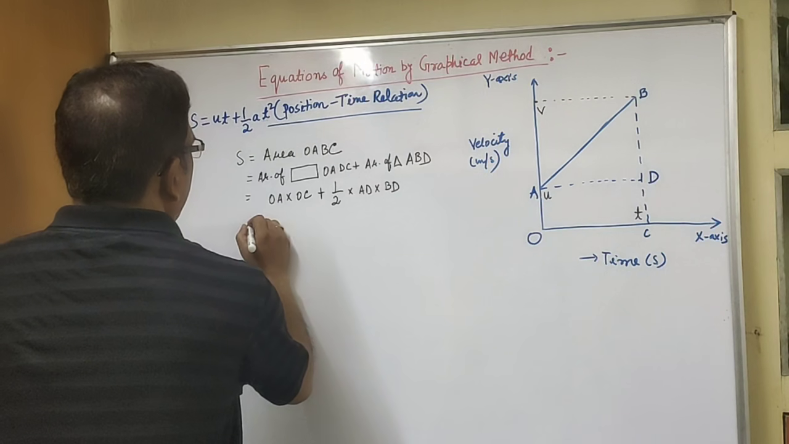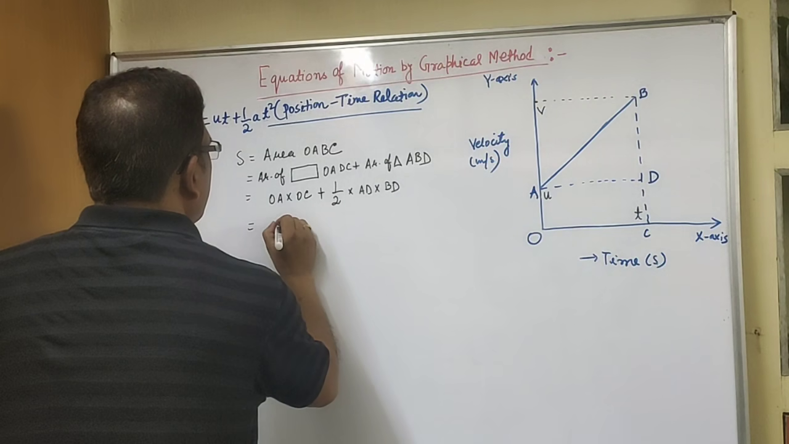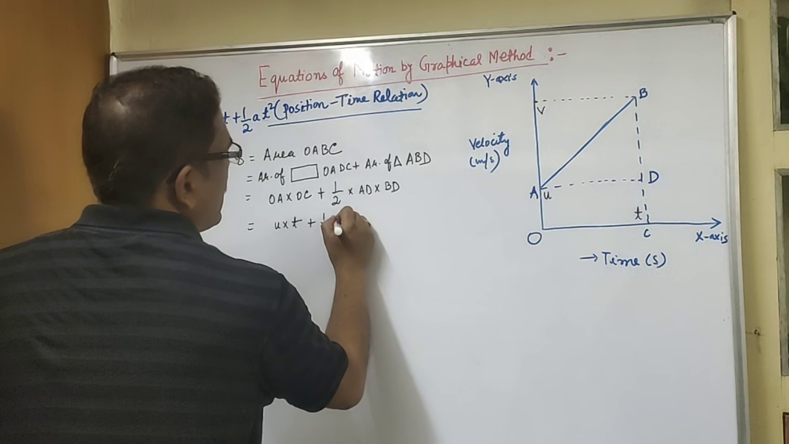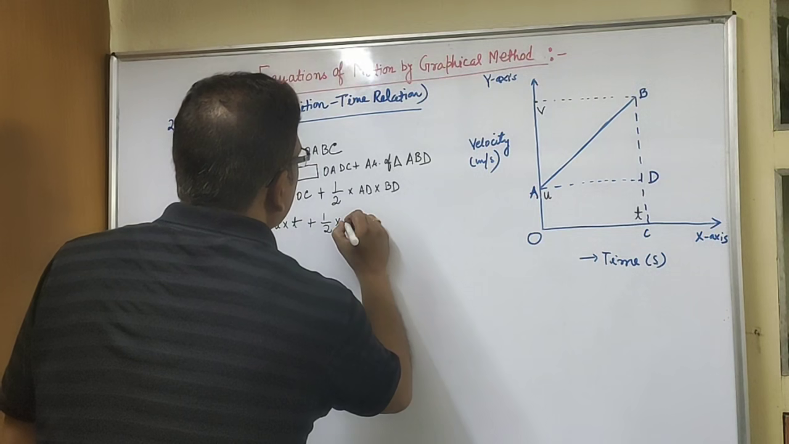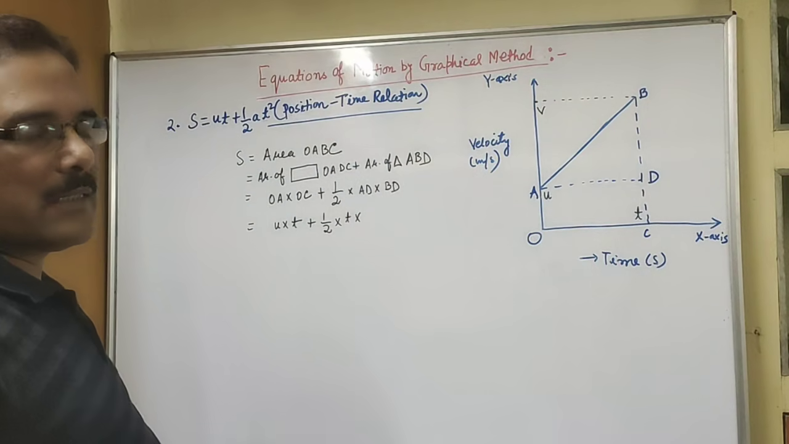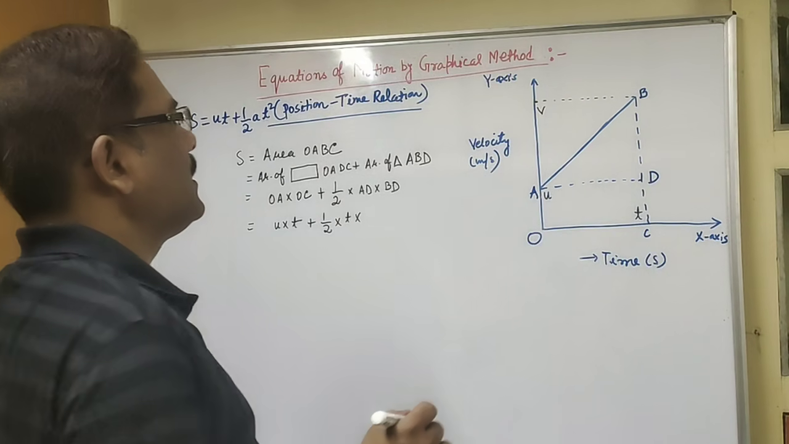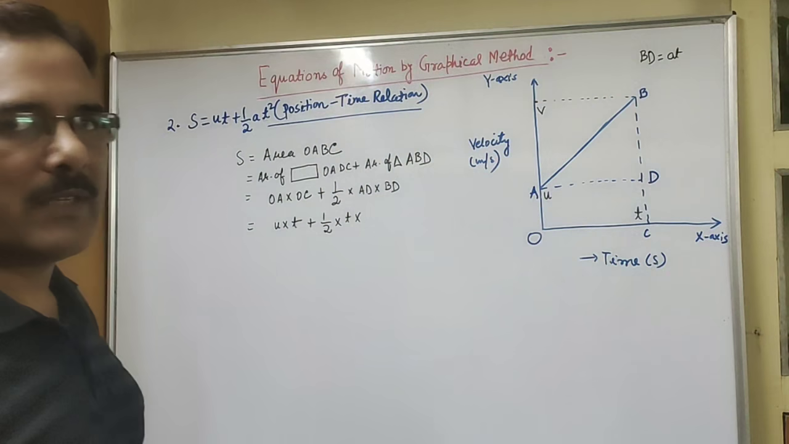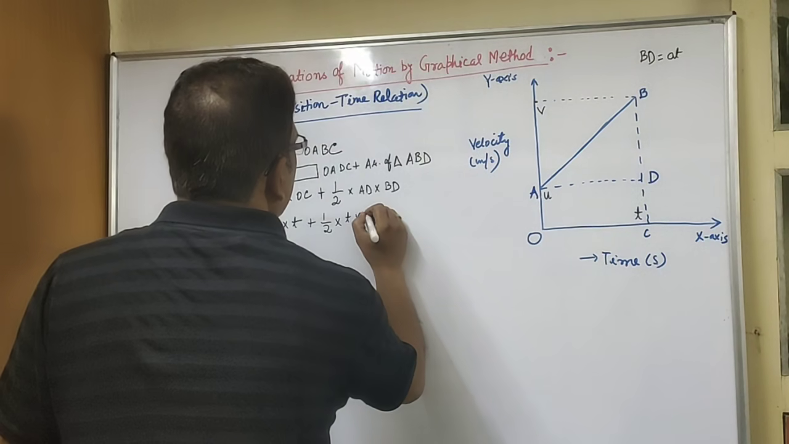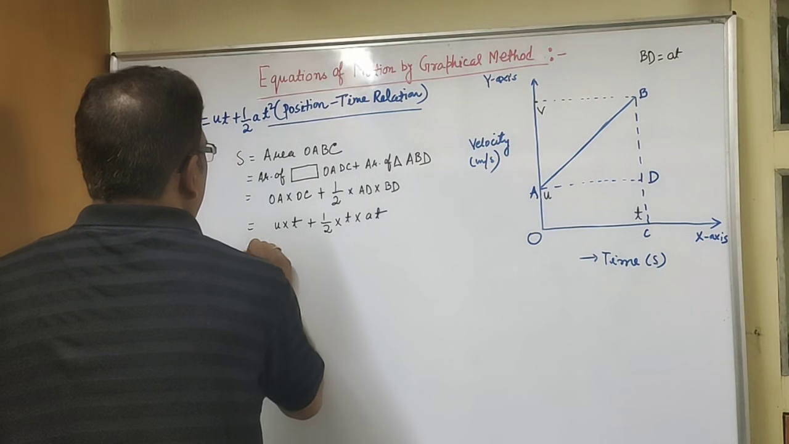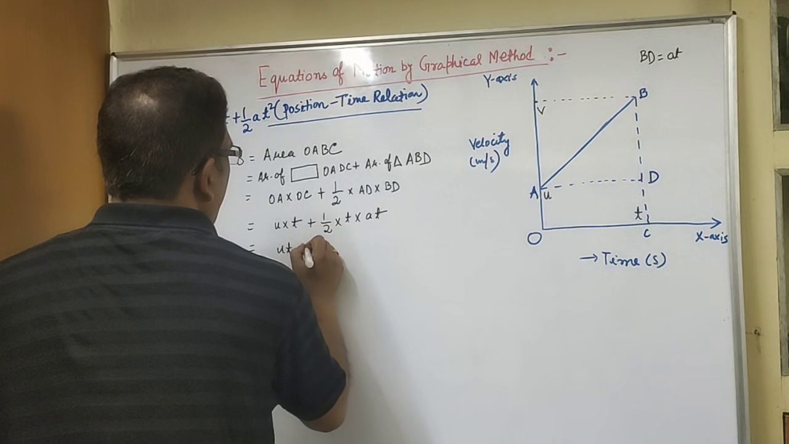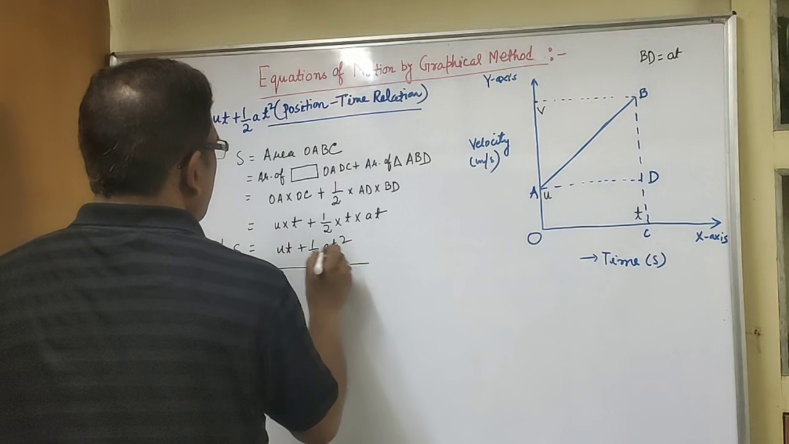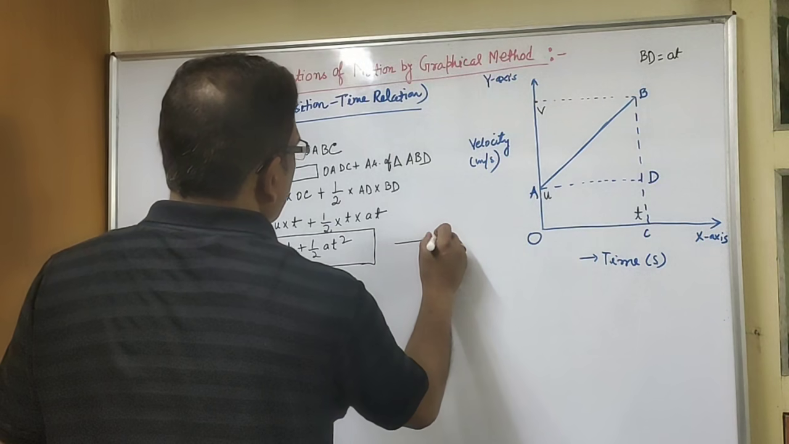Now from the graph earlier we have written OA is how much? OA is U, OC is the time interval T, plus half, AD is again the time interval, so it will be T, and in the previous equation we have derived that BD is equal to AT. In the first equation we have derived BD is equal to AT, so we are substituting that value of BD. So you can get UT plus half AT square. So we have derived the second equation.